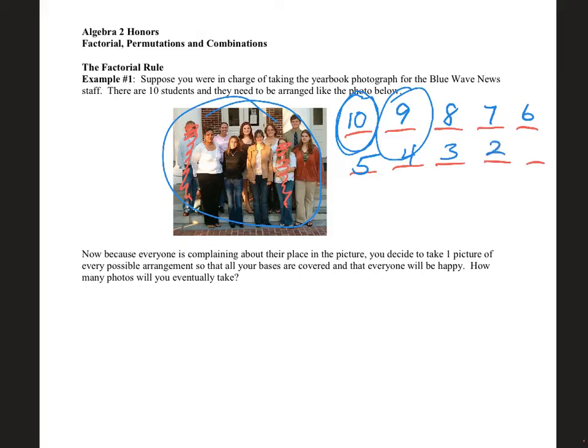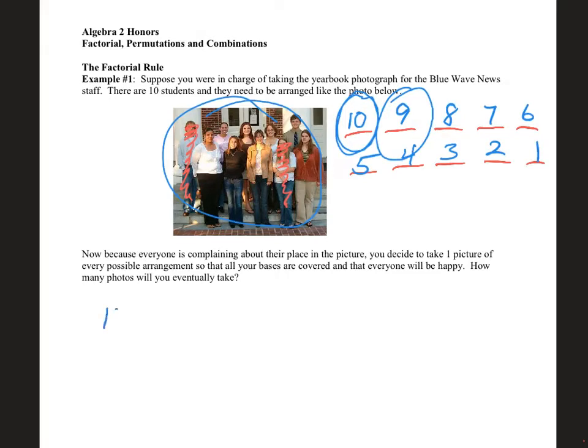So after we've done this for each of these spots, then you have this last spot. There would only be one person left. So there you go. That one person would go there. And it doesn't matter where you start from. If you said, well, what if I started in the middle, or what if I started on the bottom row? You would still have these 10 values, 10, 9, 8, 7, 6, 5, 4, 3, 2, 1. So how many combinations are there? How many different ways can you take this picture?